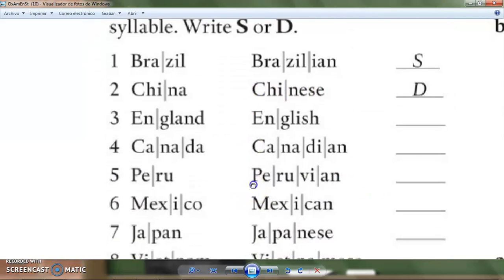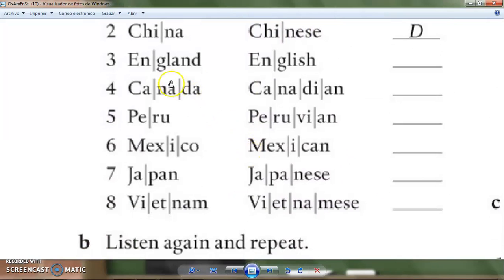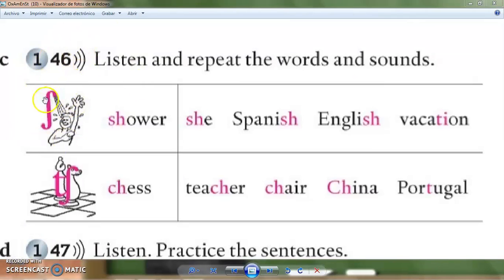So you're going to work with the rest of the countries that you have here, and you're going to tell me. England, English, Canada, Canadian, Peru, Peruvian, Mexico, Mexican, Japan, Japanese, Vietnam, Vietnamese. Are these different or the same? You're going to tell. Also, you need to listen to this part, number 46, and try to come up with the correct sound that you're going to hear.